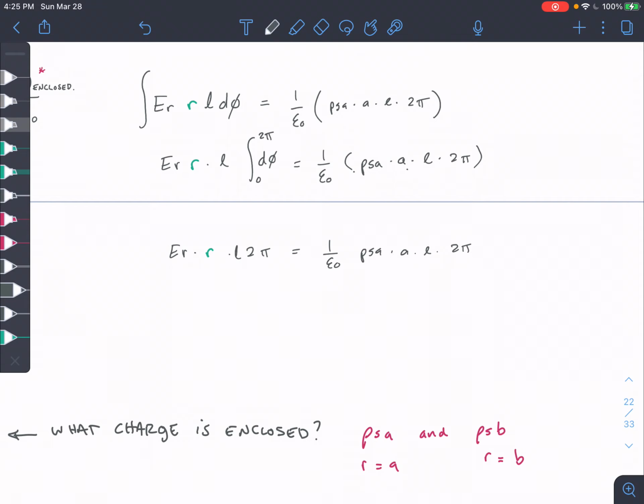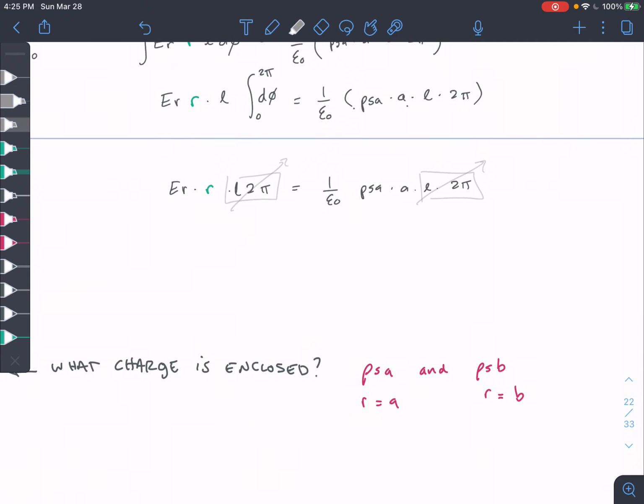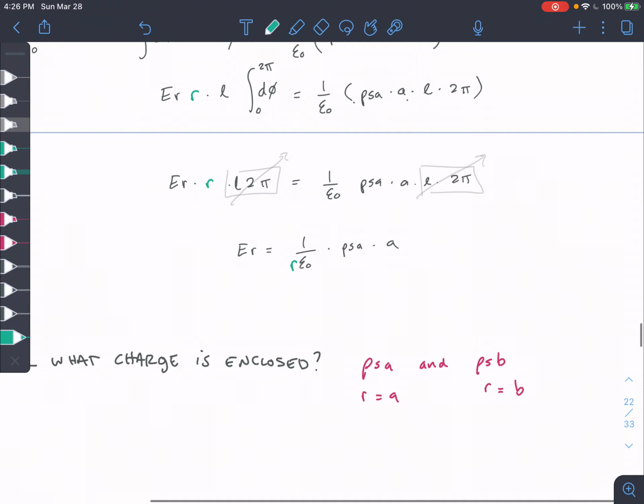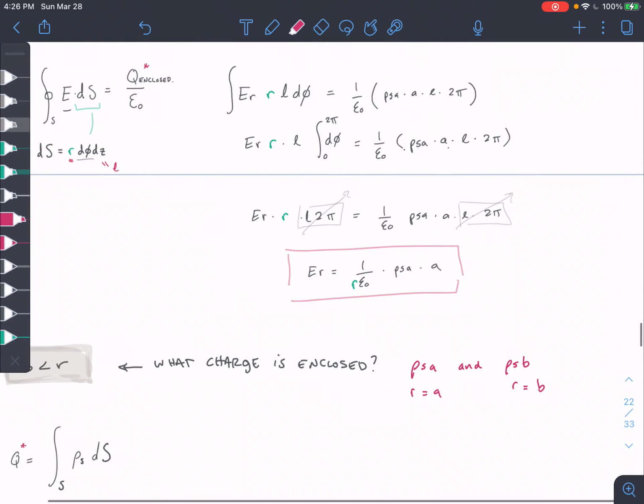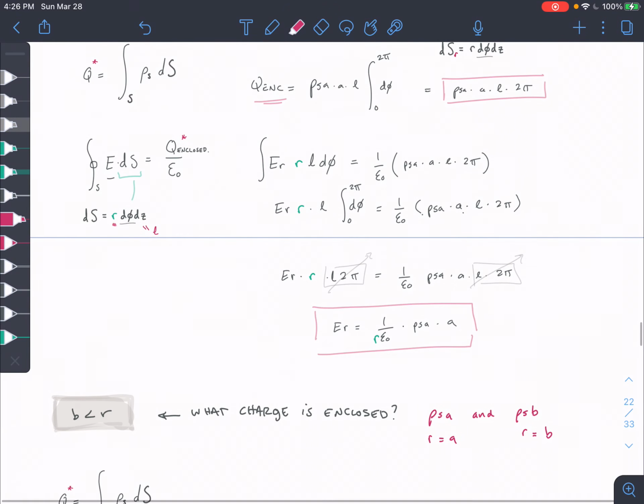Okay, so we can go ahead and cancel out 2 pi L from both sides. Okay, and then we're going to divide the other side by that r. So we're going to have E_r is equal to 1 over epsilon naught times PSA times A, and then we're going to divide by r. So we're going to have 1 over r epsilon naught times PSA multiplied by A. So that's our E field over here, just in between A and B. And we're going to go ahead and check that answer, and that is correct.